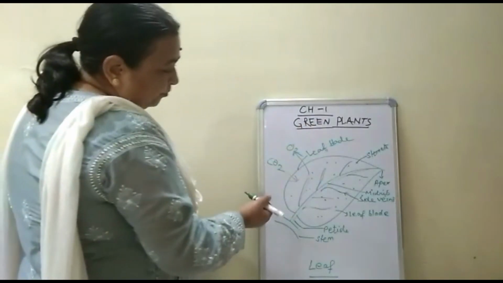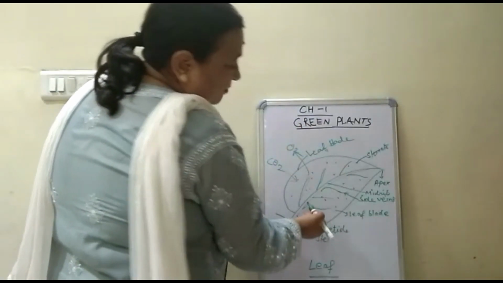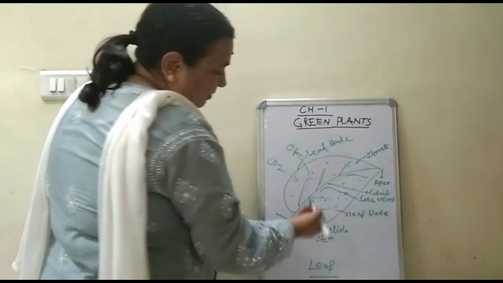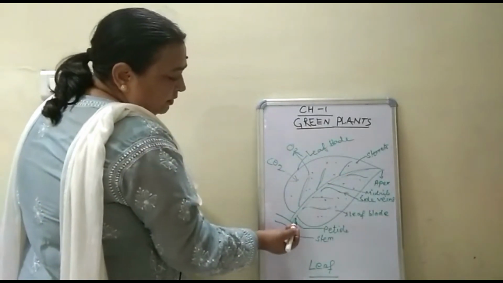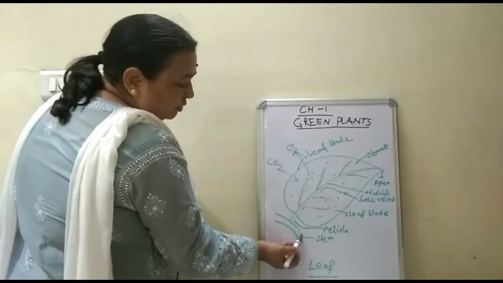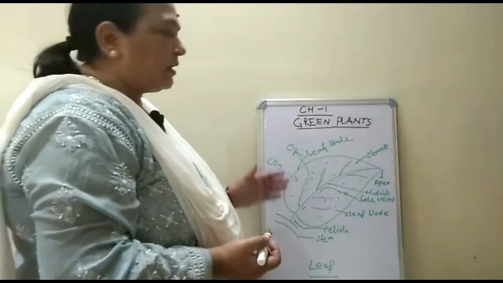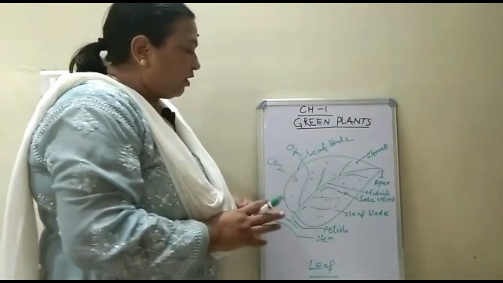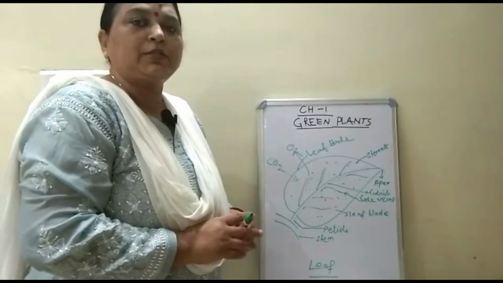Side veins are the veins which come out from the midrib, and petiole is the part of the leaf which is attached to the stem. So these are the different parts of the leaf. Now we will see what is stomata.